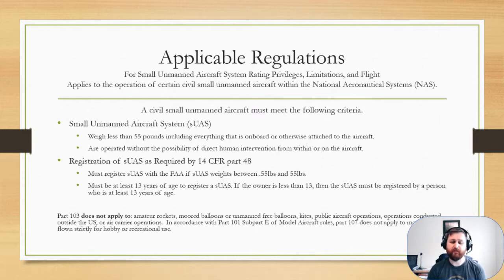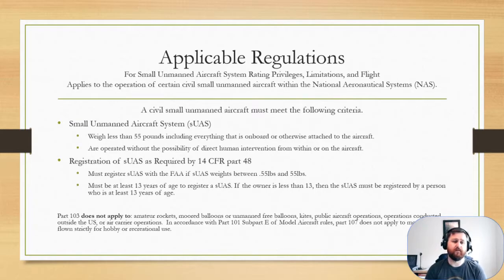And when we're talking about everything on board, we're talking about any cameras or other equipment that might be on board. Now this is pretty important because drones are getting a lot more usage in a lot of different areas, including agriculture, for crop dusting, and also for cell phone tower inspection. So we have to think about all the different ways that we can utilize it. Other things, they are operated without the possibility of direct human intervention from within or on the aircraft as well.